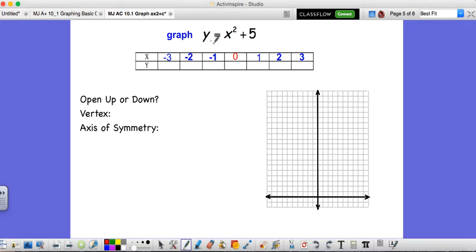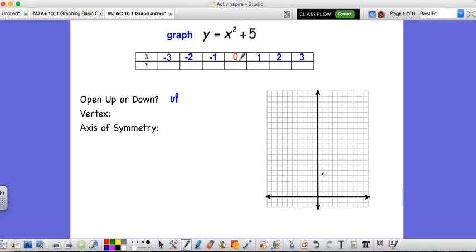First of all, we have y equals x squared plus 5. Is this going to open up or down? This goes back to that first slide. Well, our a value is a positive 1, so it's going to open up. It's going to look more like a smiley face.